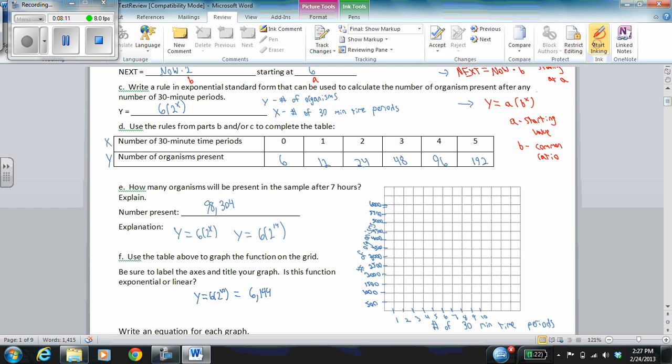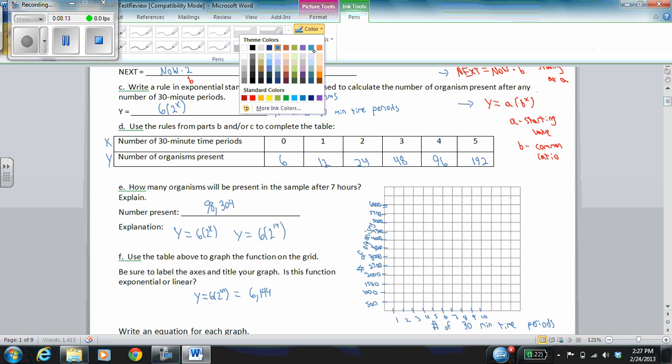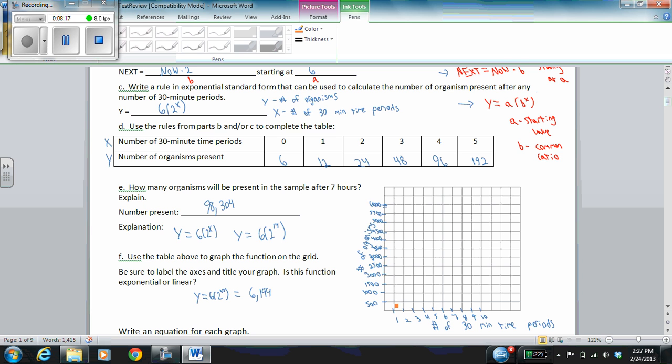orange marker that I was so eager to get out earlier because I like to make things pretty. Yeah, I'm still a man. Don't judge me. So after 0 30-minute time periods, there was 6 organisms present. So that's really hard to plot on this graph, but I'm going to put it there. It's about the best I can do.